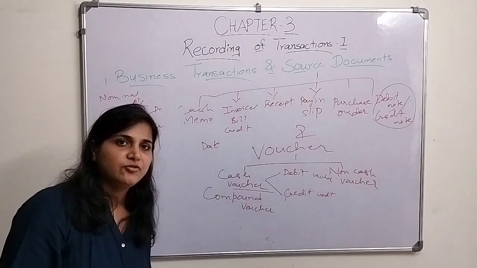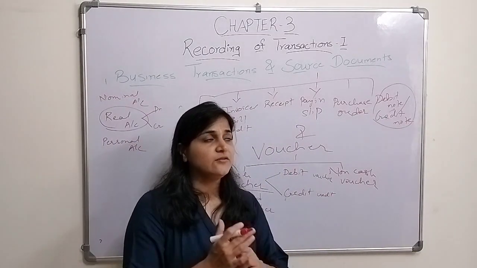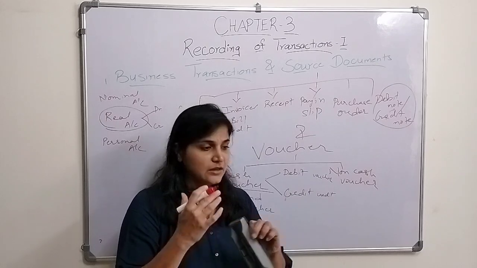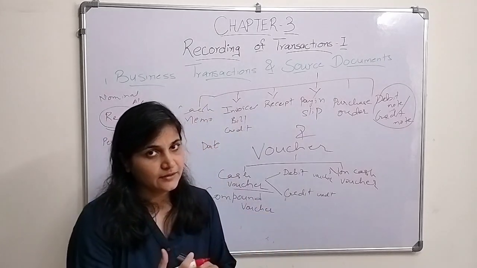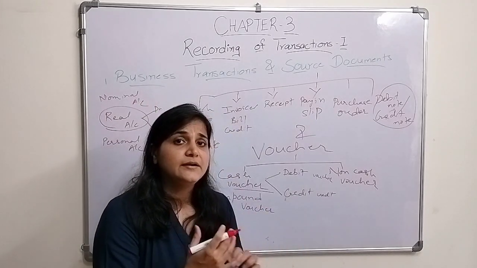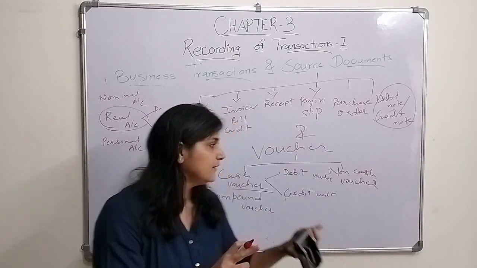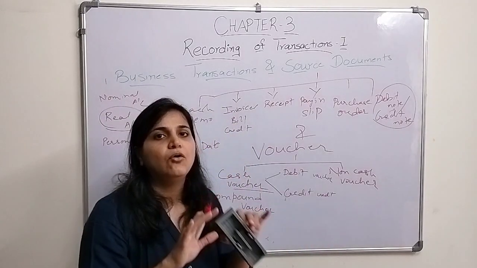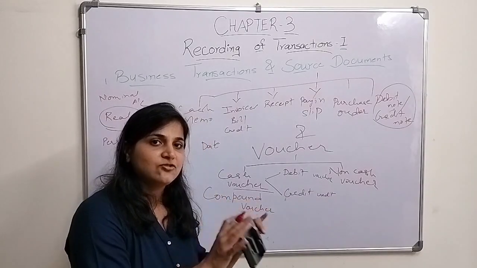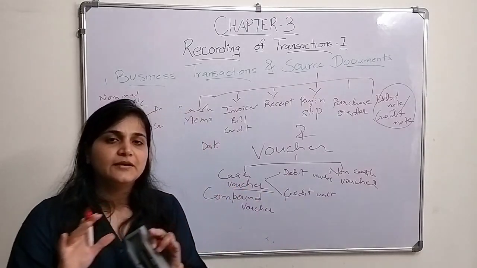Okay, a compound voucher is what? When there are multiple debits and one credit, or else when there are multiple credits and one debit. What one credit and what one debit will be there in case of a cash voucher? Only cash. Okay, either cash will be debited, or cash will be credited.